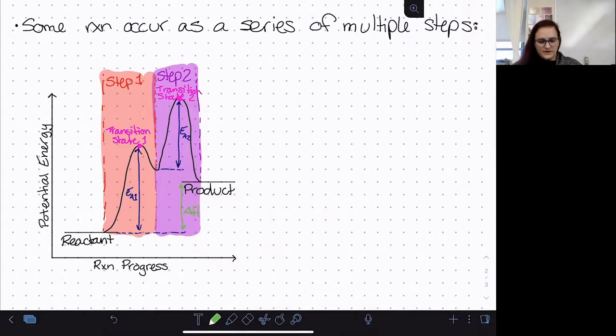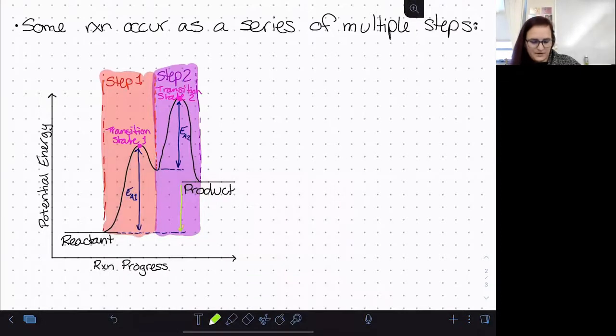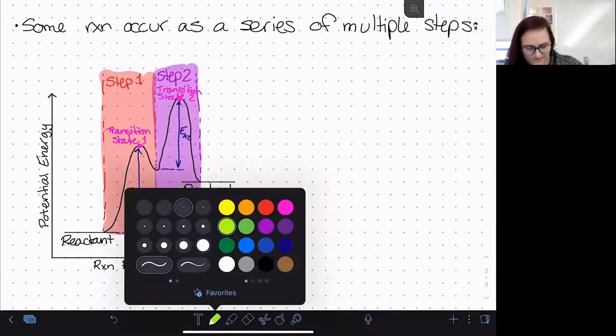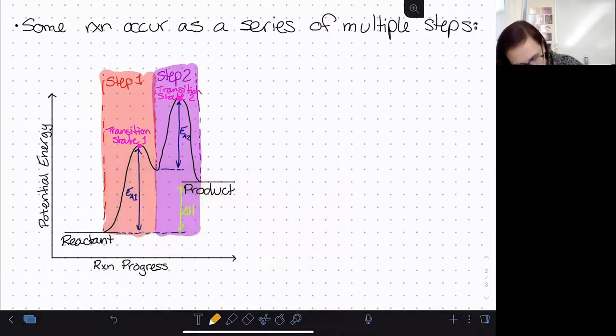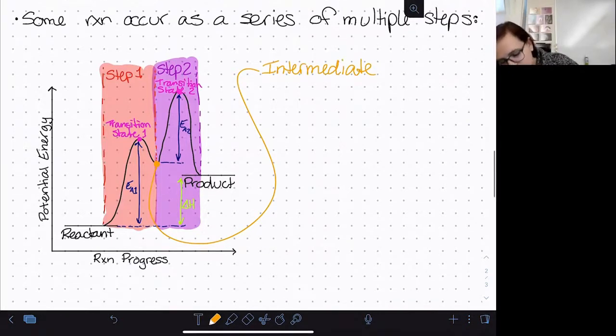And we also have, that's a terrible color. We also have, this be better? This is better. A new sort of point in here that is this energy minimum in between our two peaks. So this point is known as an intermediate or a reaction intermediate, which is just a substance that's formed in between steps in a multi-step reaction.